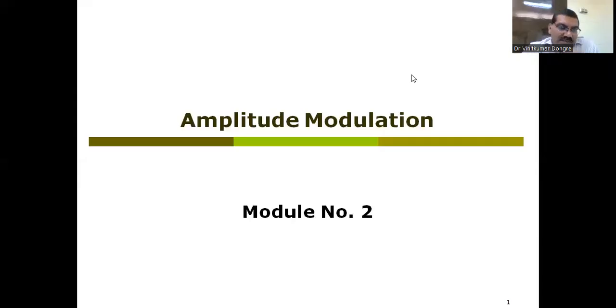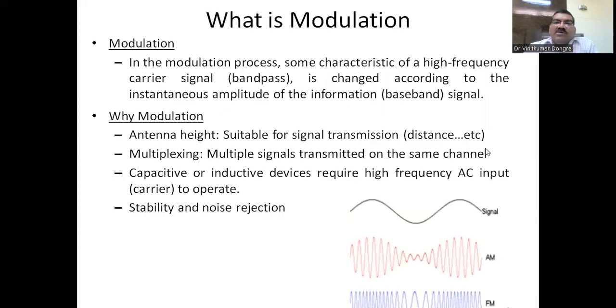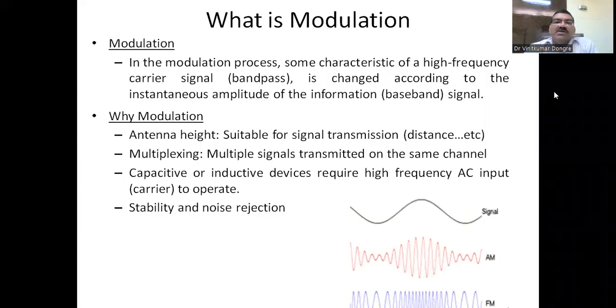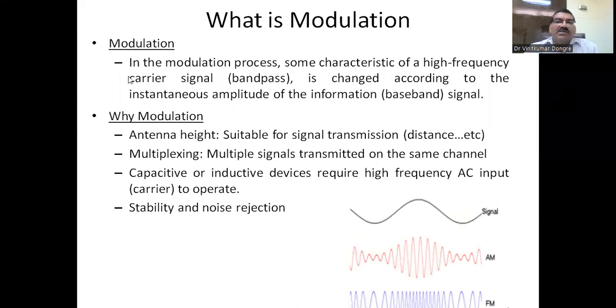So we will start the amplitude modulation. We'll start from what is modulation, and then we will go for the amplitude modulation, the detailed mathematical analysis of it. Now, this is the definition of modulation. What is modulation? In the modulation process, some characteristics of the high frequency carrier signal is changed according to the instantaneous amplitude of the information signal.